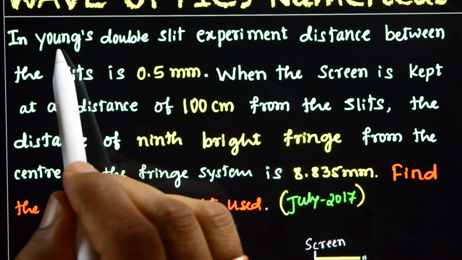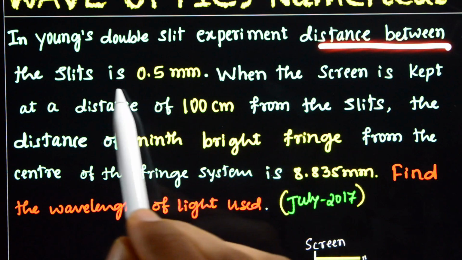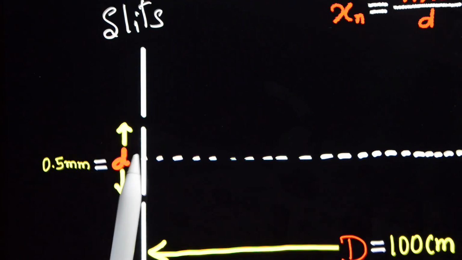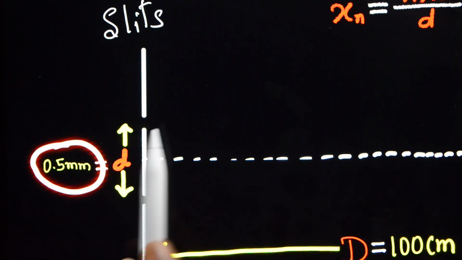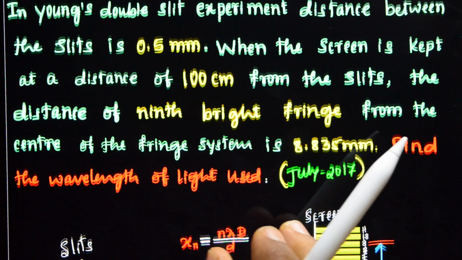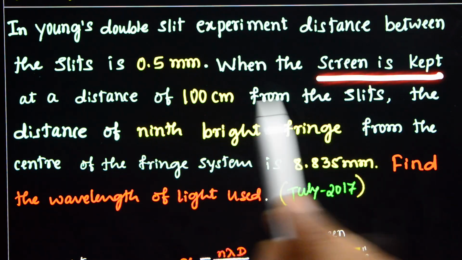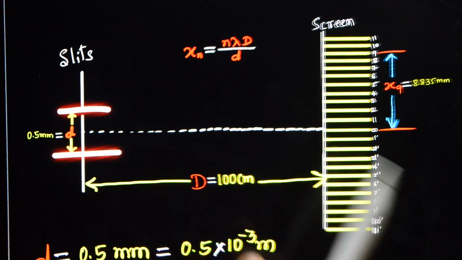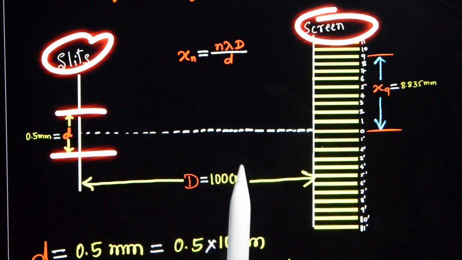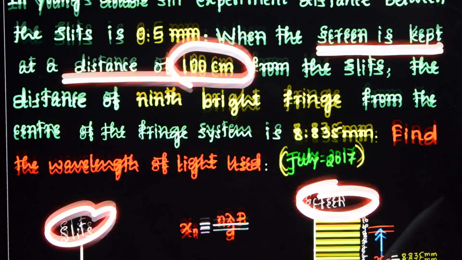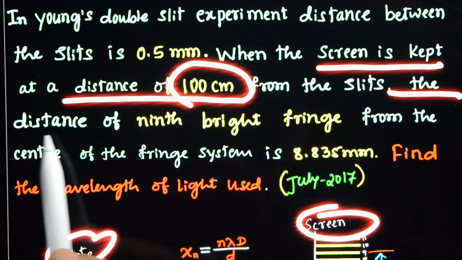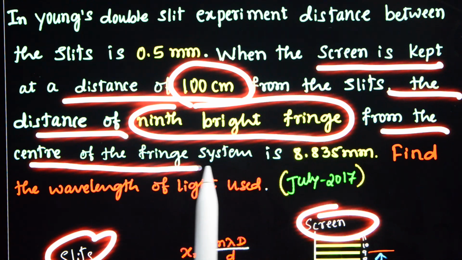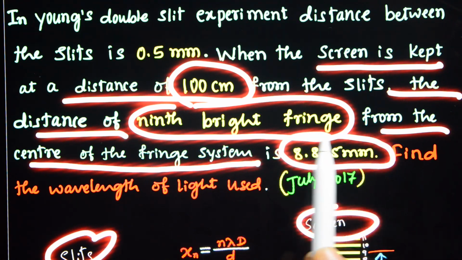In Young's double slit experiment, the separation between the slits is given. That is 0.5 mm, denoted by small d. The screen is kept at a distance of 100 cm from the slits, so the distance between the screen and slits is 100 cm. The distance of the ninth bright fringe from the center of the fringe system is 8.835 mm.